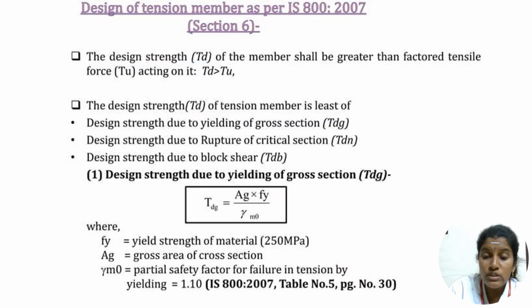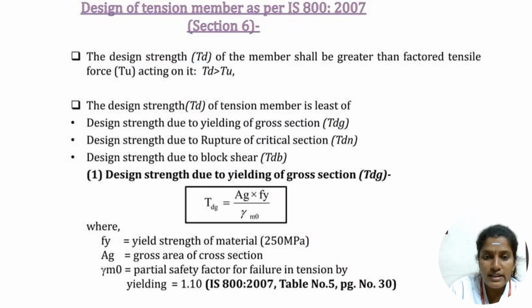So we have to do the design procedure for each of them separately. We will do the yielding process, rupture and block shear. We have some criteria here. The first one we will discuss. So this Td value, the strength, may be the least of these three values. So we can see them one by one, right?